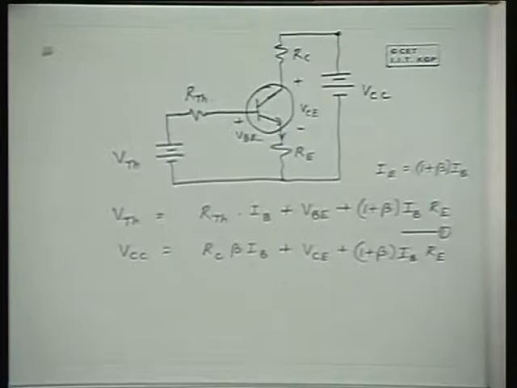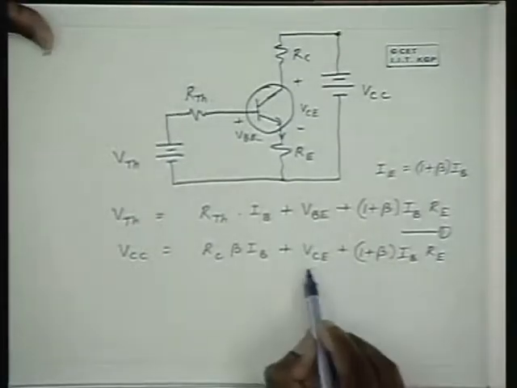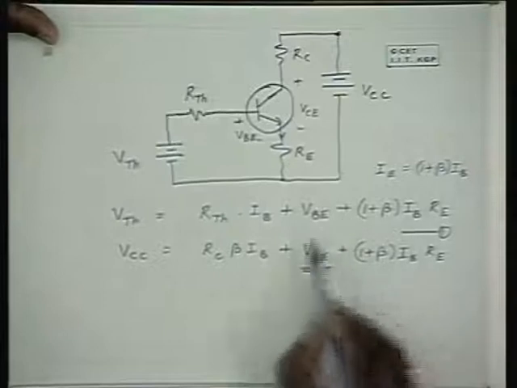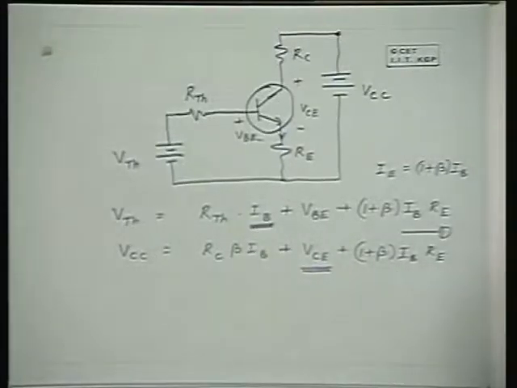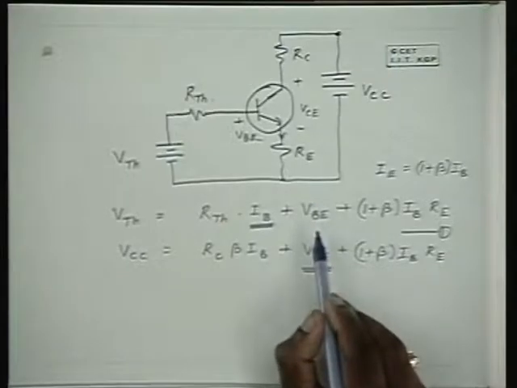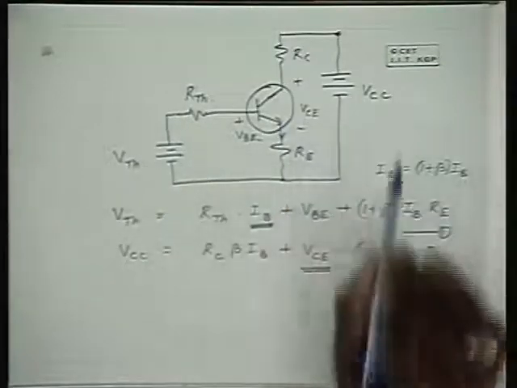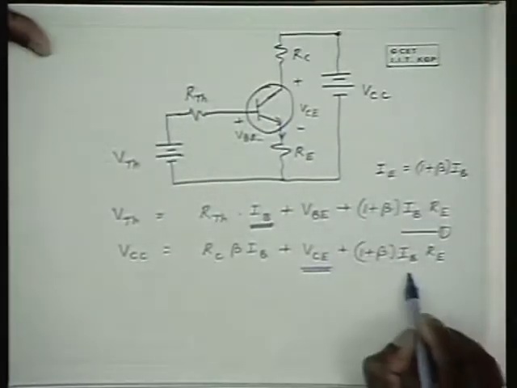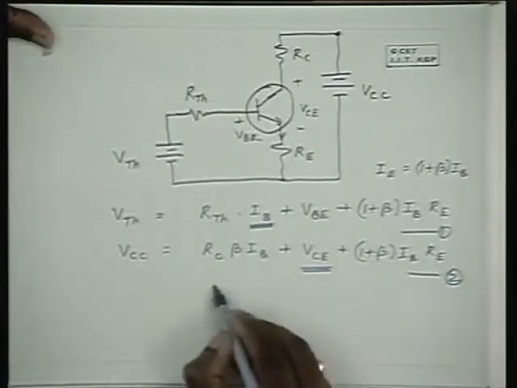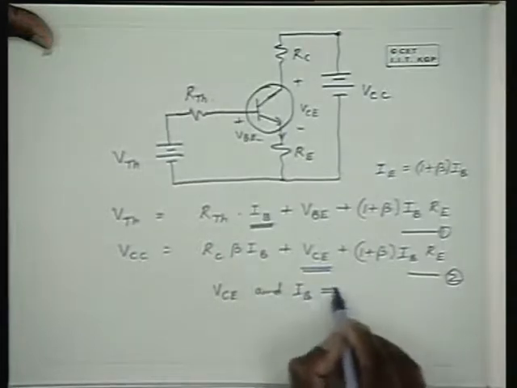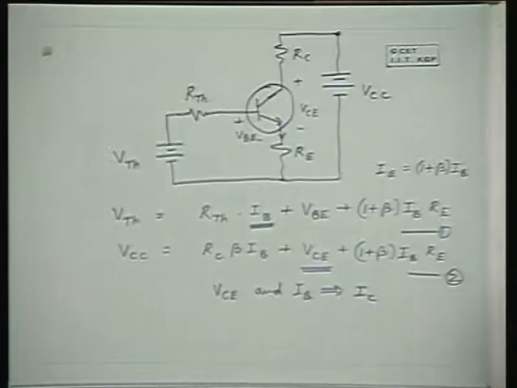Now what are the unknowns here? The Q point is the unknown, that means VCE is not known and IC is not known, IB is not known. We know that VBE is of the order of 0.7 volts, and we know beta, and RE, R Thevenin, V Thevenin, and VCC are known. So now by solving these two equations, we can find out VCE and IB, thereby IC can be determined, and that gives the Q point. So this is Q point analysis.